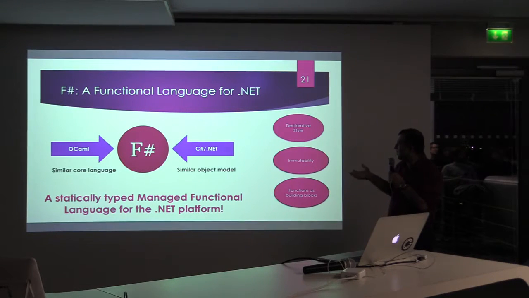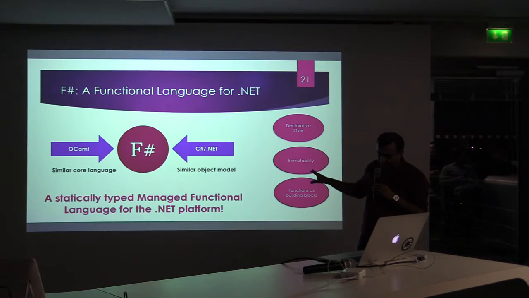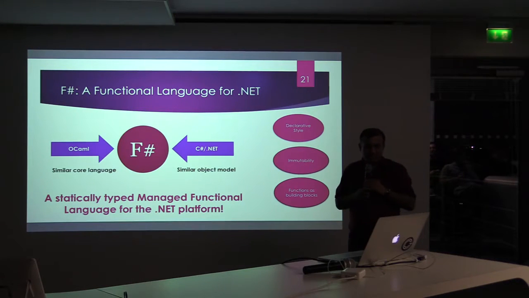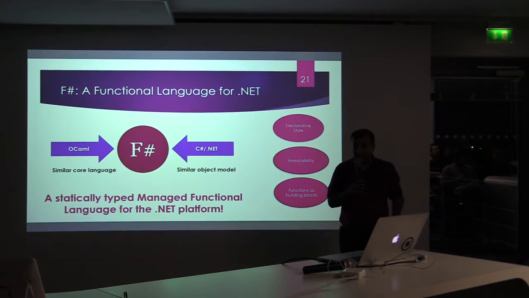So F# is a functional language for .NET, and how F# evolved was, I'll give you a little bit of history which is not covered in the slide. The guy who invented Haskell, Simon Peyton Jones, he was a professor in, I think, Glasgow University, left the university and joined Microsoft Research because he wanted to bring functional programming to the masses, and he thought that there's an opportunity at Microsoft where if you can make those languages fast, you could potentially scale it up for the masses.